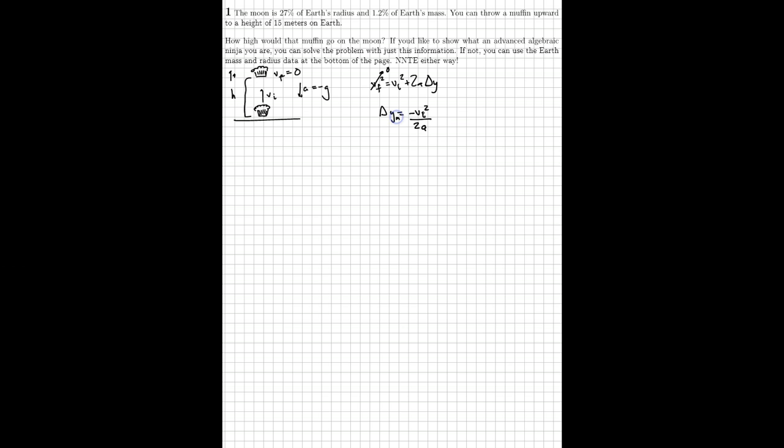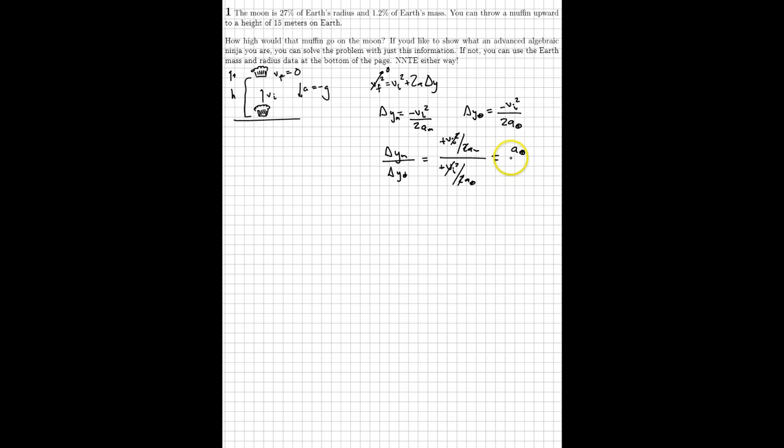So I can say delta y Moon is negative Vi squared over 2a Moon. They're the same, so I don't need a subscript on Vi. And I can also do that for the Earth. Delta y Earth is negative Vi squared over 2 times the acceleration on Earth. And I'm going to make a ratio here. So delta y Moon over delta y Earth is negative Vi squared over 2a Moon over the same thing but for the Earth. And our Vi's are going to go away, the 2's are going to go away. The fraction is going to flip because this is in the denominator of the denominator.